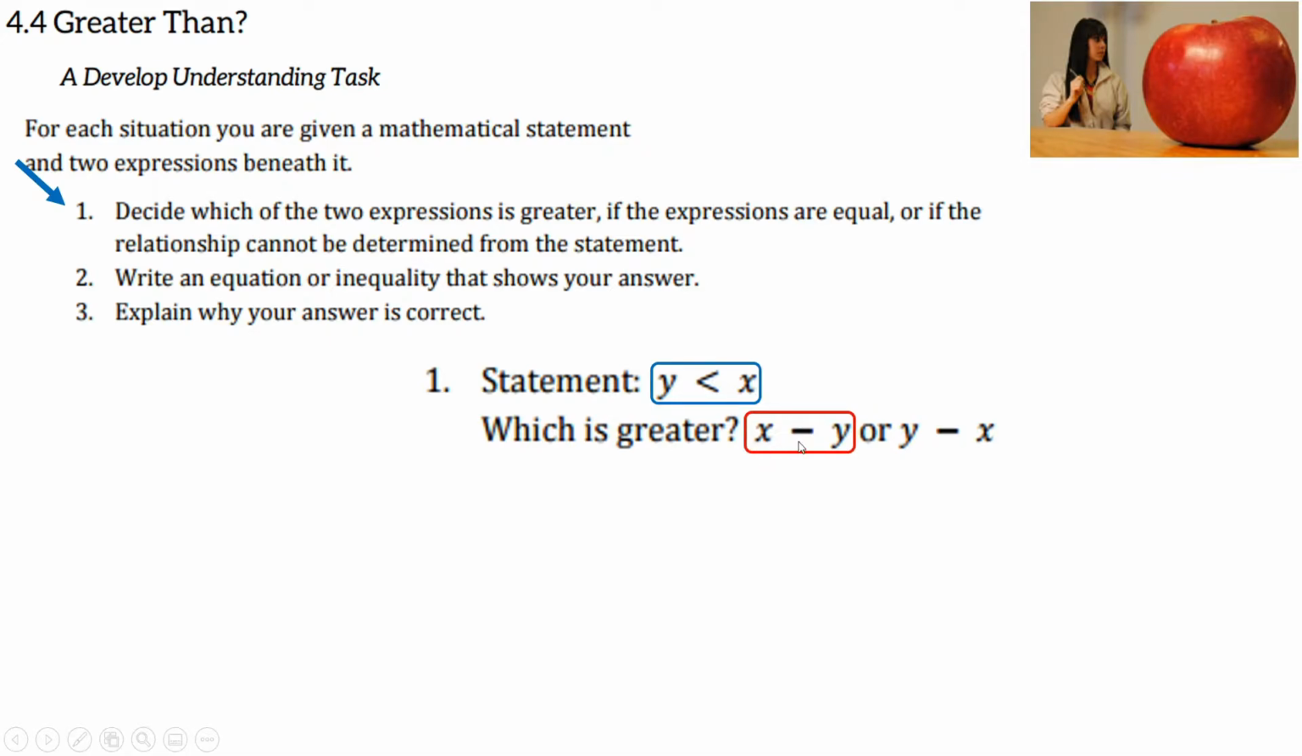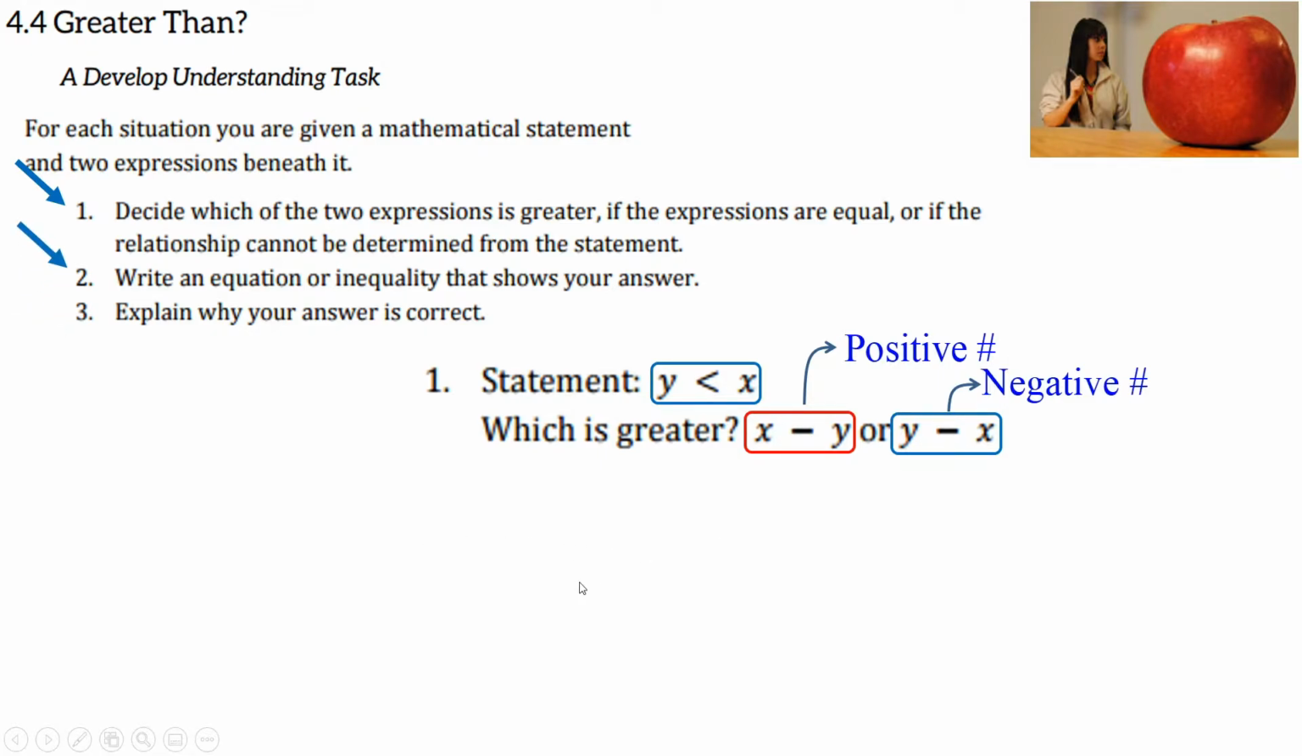So if I go x minus y, wouldn't that always give me a positive number for an answer? But if I go the other way, y minus x, a smaller number minus a bigger number, that would always come out negative. All right, so x minus y, a positive number, is always greater than a negative number. So which is greater? x minus y.